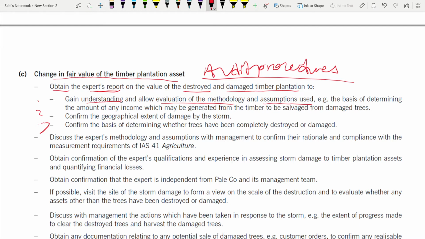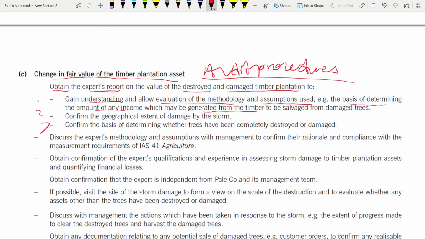Make sure you write exact words like this. Evaluation of the methodology, assumptions, example. Wherever you can use examples, always use examples, okay? Basis of determining the amount of any income which may be generated from the timber.